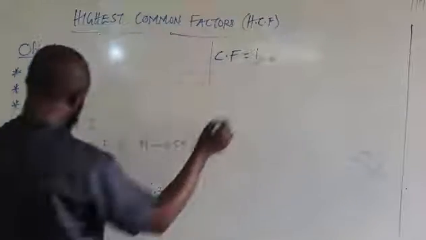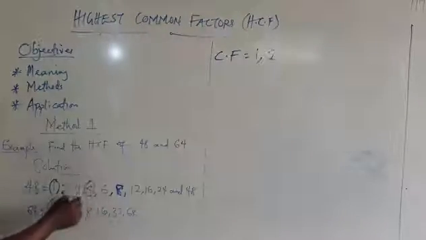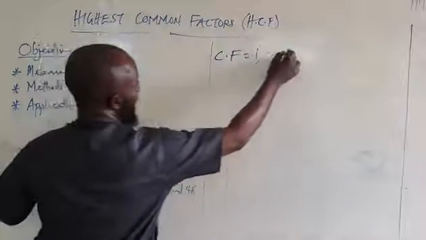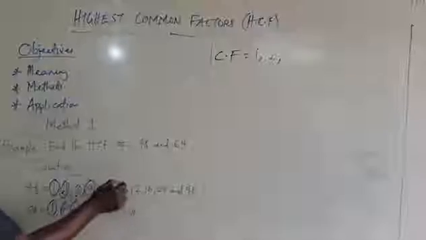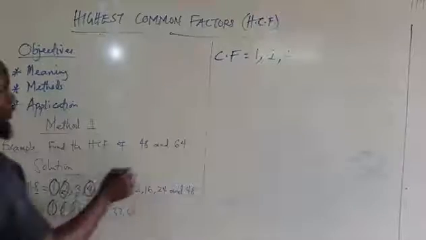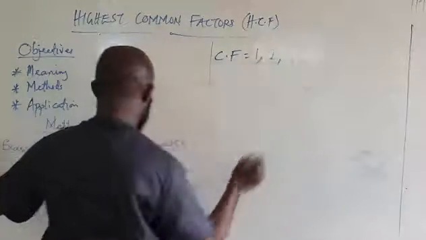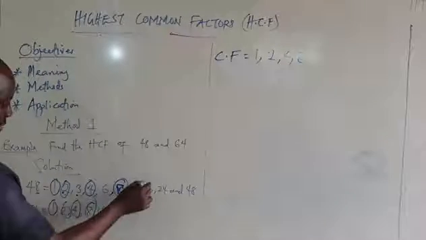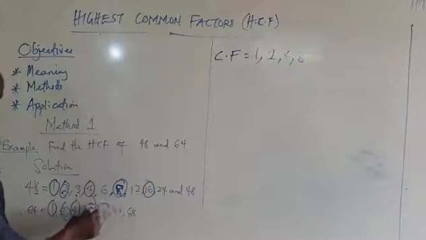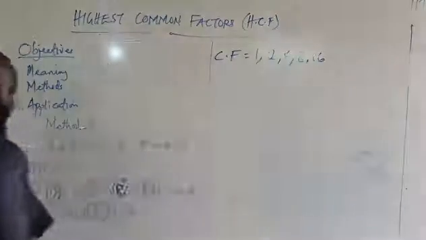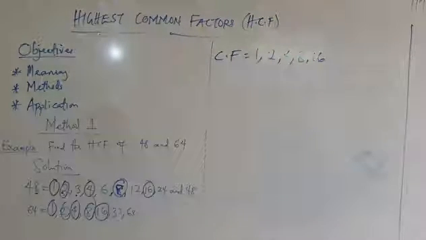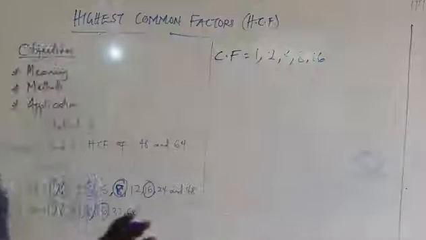Put out the 2. 4 is common. Put out 4. What is common again? 8 is common. We put out 8. Then 16 is common. We put out 16. Nothing again. So that is that and that.